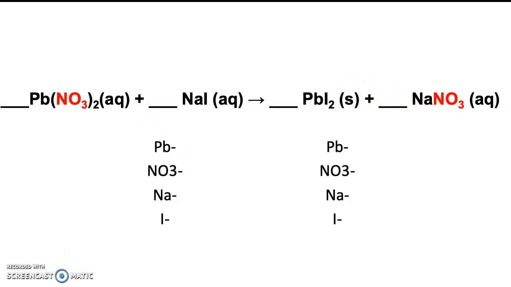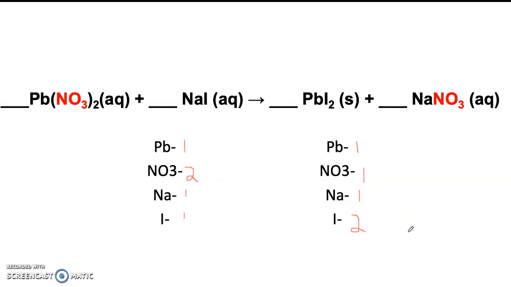Okay, so let's draw the number of elements for each one here. Lead has 1. Nitrate has 2. Outside of the bracket, there's a 2. So there's 2 nitrates. Then, 1 Na and 1 I. Lead is 1 on this side. Nitrate, there's only 1 NO3. This 3 belongs to the NO3. Na is 1. And I is 2.